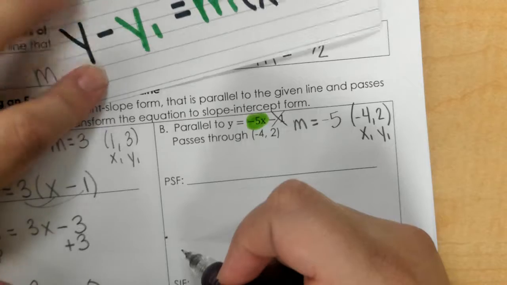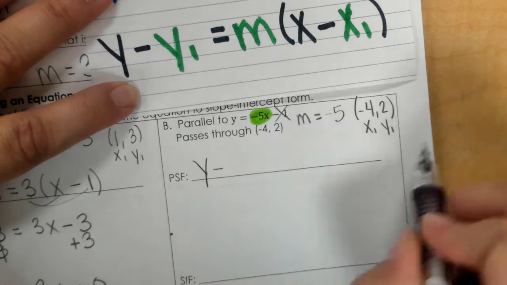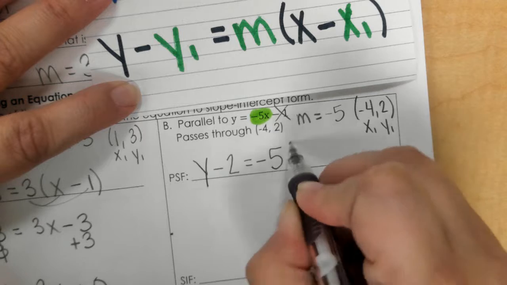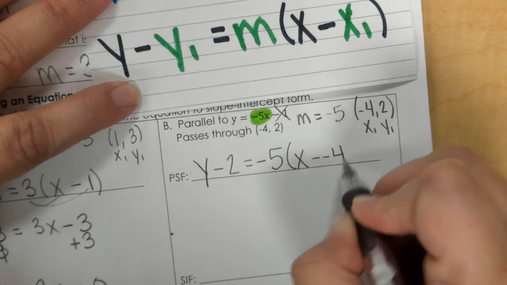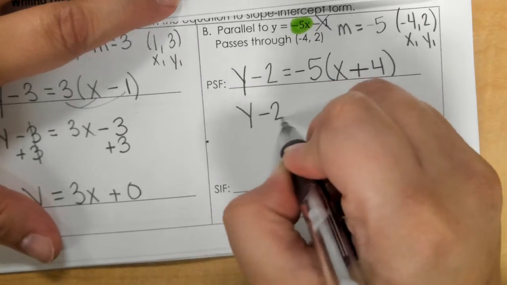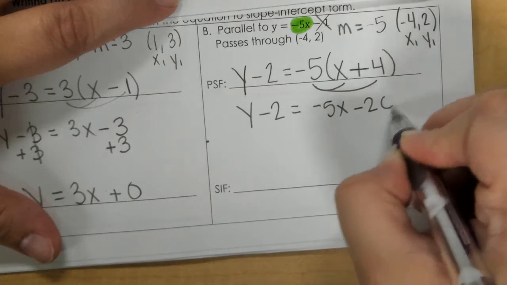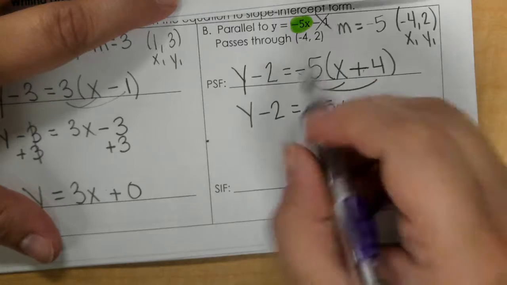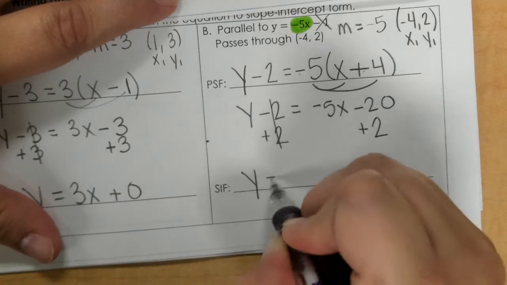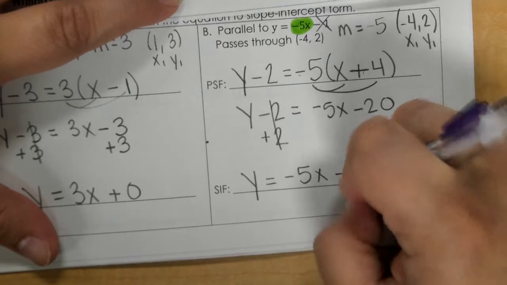All right, now, plugging into this formula, we have y minus y1, which is 2. Then we have -5 and x minus a -4. This becomes positive. Then we need to distribute the -5. Watch your signs. Negative times positive is negative. And lastly, we add 2 to both sides. This will be -18.